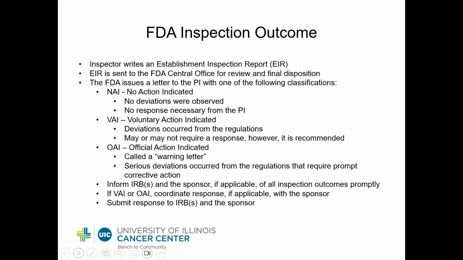Inspector then writes an establishment inspection report. That report is sent to the FDA central office for review and final disposition. The FDA issues a letter to the PI, and this usually takes a while after the inspection, with one of the following classifications. No action indicated, so no deviations were observed or very minor ones. No response necessary from the PI.